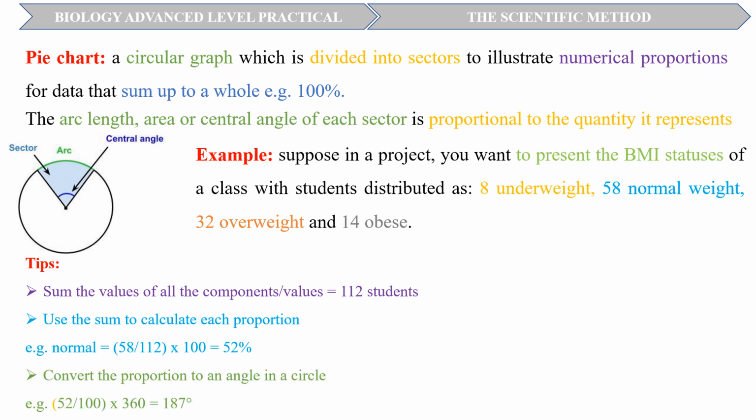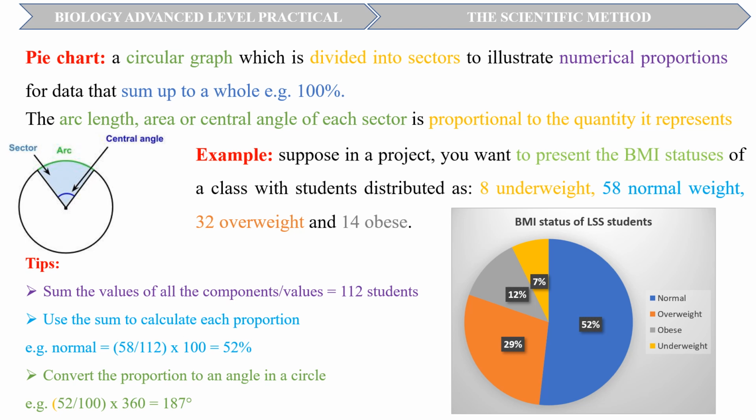Next, we convert the proportion to an angle in a circle, knowing that the sum of central angles of a circle is 360 degrees. For example, since the normal weight students constitute 52% of all the students, the normal weight status will thus take 52% of 360, which gives 187 degrees. We do the same for the other values and have their angles. After getting all the angles, we use a compass to construct a circle and then a protractor to mark out the various angles.